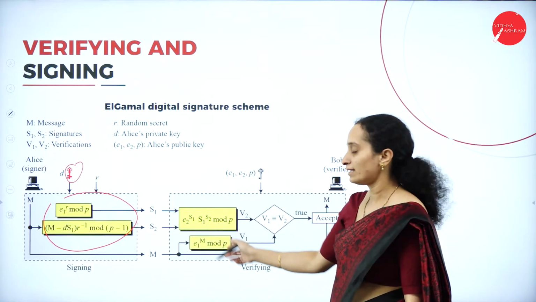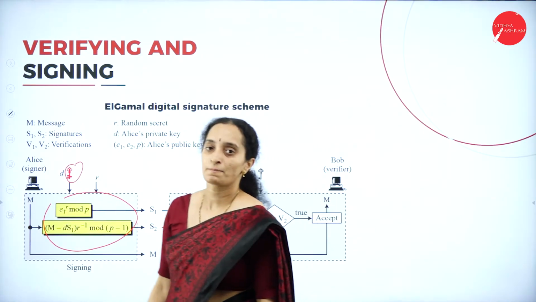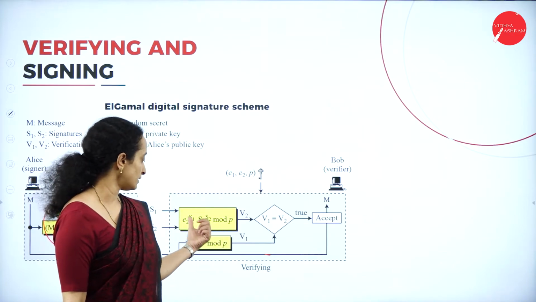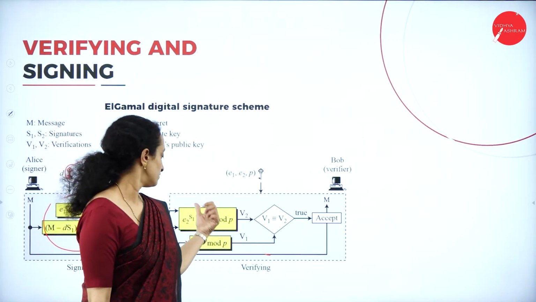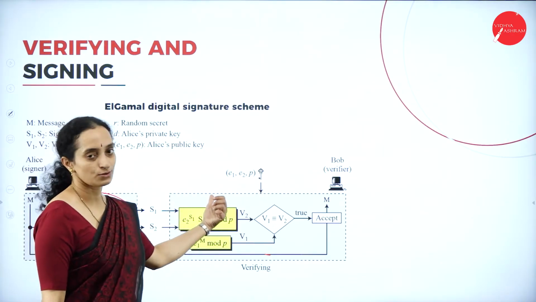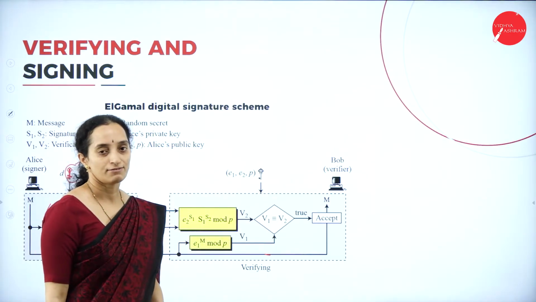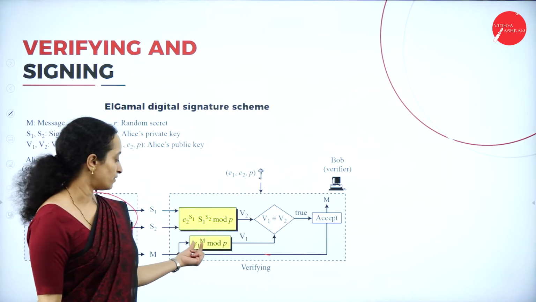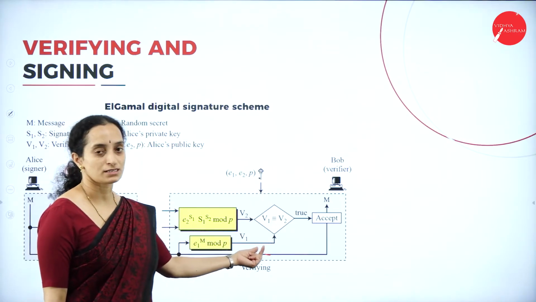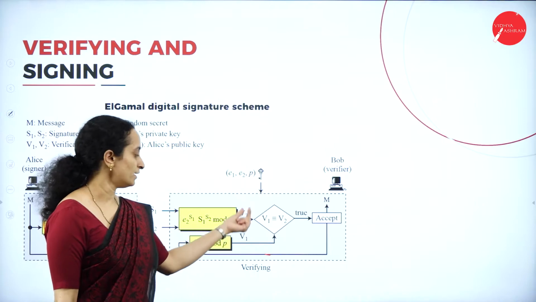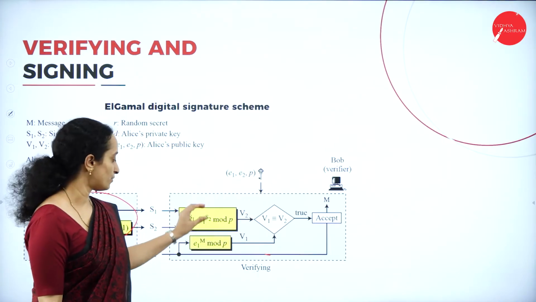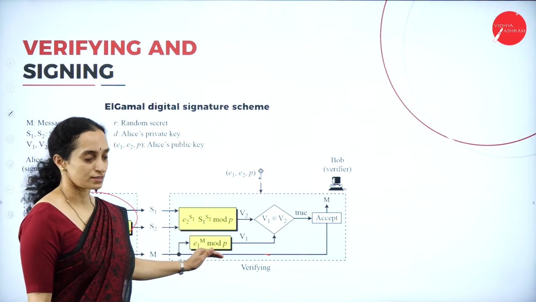At the receiver end, the verifying algorithm is executed. It has E2 to the power of S1, S1 to the power of S2, mod P, which gets a verification value V2, and we use another verification expression V1, and compare verification expression V2 with these functions.